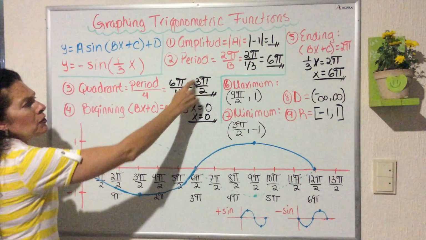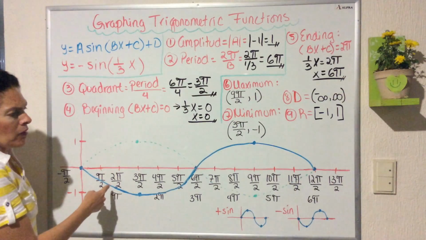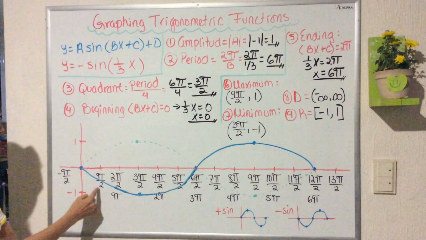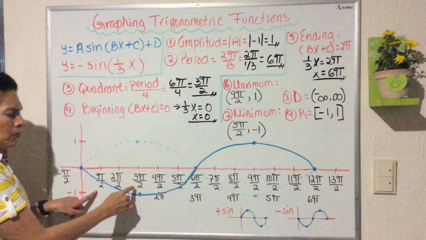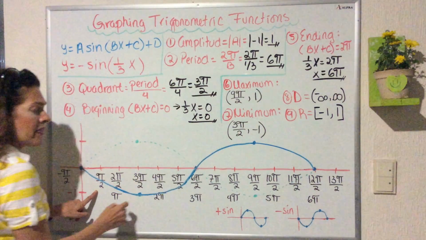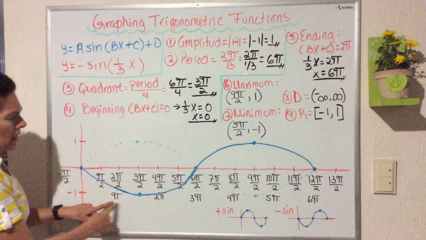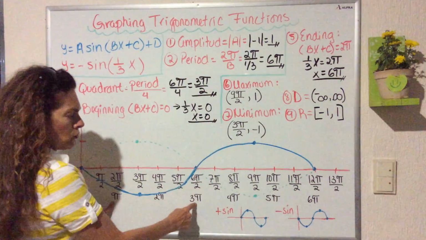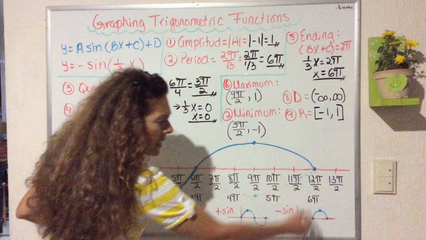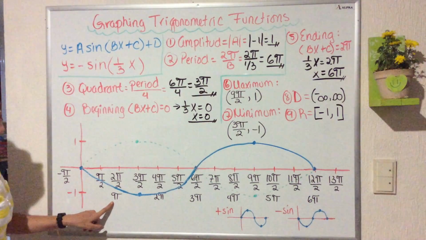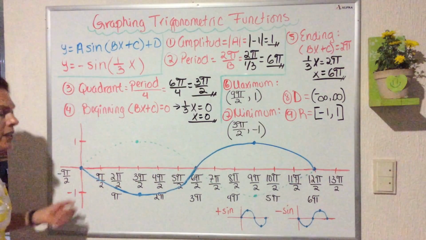So if I have 3 pi halves, I have to write the x values in halves. So I'm going to write 1 pi halves, and then 2 pi halves, and I continue 3 pi halves, 4 pi halves, 5 pi halves, and then when you simplify the fractions, in this one you get 1 pi, and in this other one 2 pi, 3 pi, 4 pi, 5 pi, and 6 pi. This is the ending of your cycle, remember. Okay, so you start plotting your points so you can plot the waves.